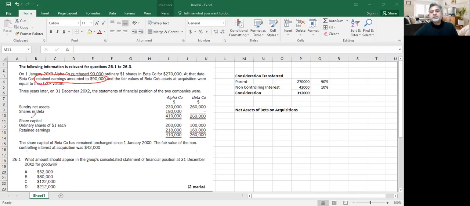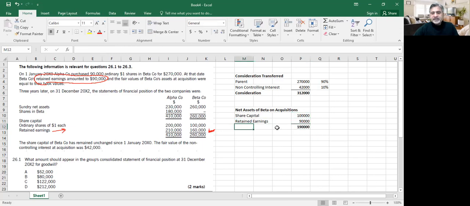Okay. Don't take these retained earnings. They have given you retained earnings 160 also. But you will not take 160 because this 160 is after 3 years. So we will say that on that particular date, share capital was 100K and retained earnings were 90,000. So it means that the net assets, there is no other option, share premium, etc. are not there. Only two things are given.